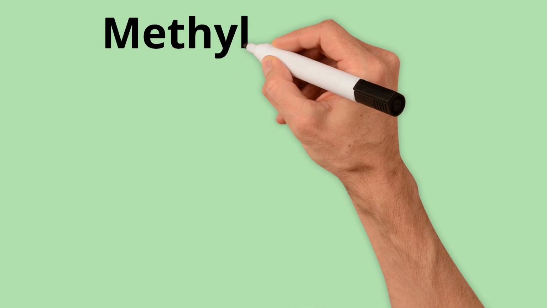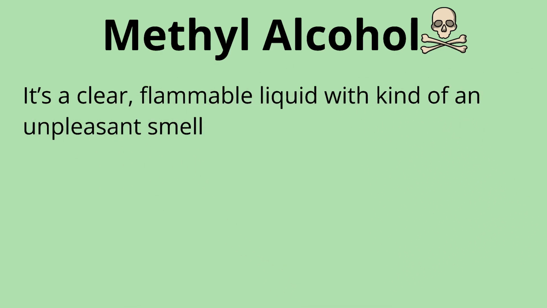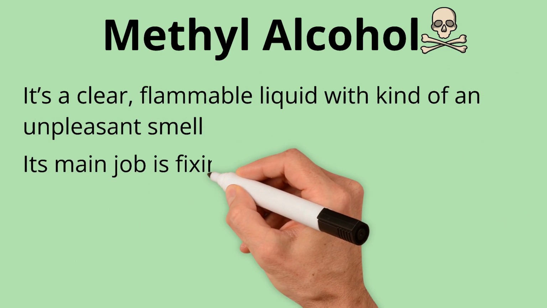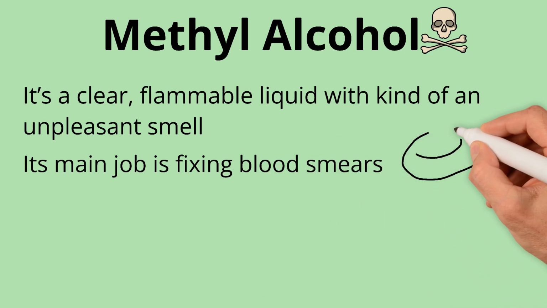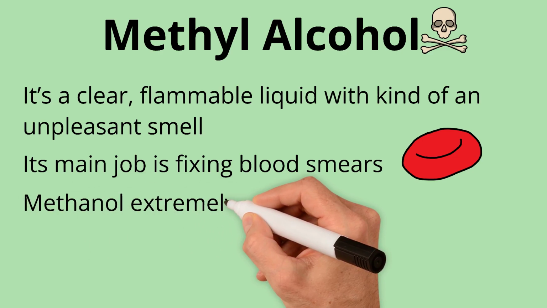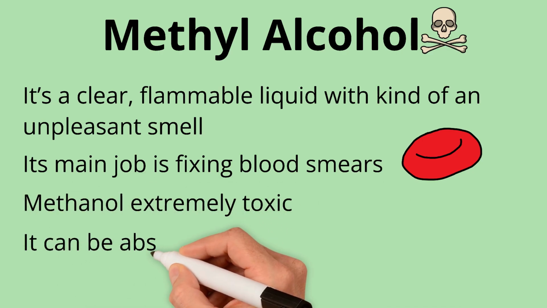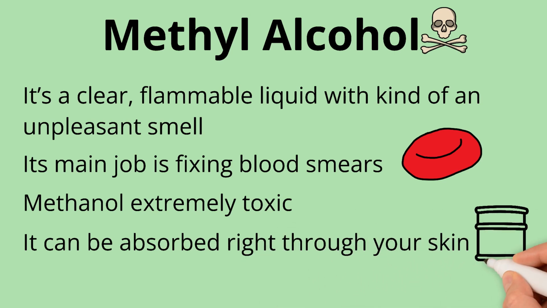The next in line is methyl alcohol. It is a clear, flammable liquid with a kind of an unpleasant smell. We don't really use it just for dehydration. Sometimes it is used like ethanol, but its main job is fixing blood smears. The big thing with methanol is safety. It is extremely toxic. Your liver actually turns it into formaldehyde, and that can cause blindness or even death. You definitely need skin protection because it can be absorbed right through your skin.